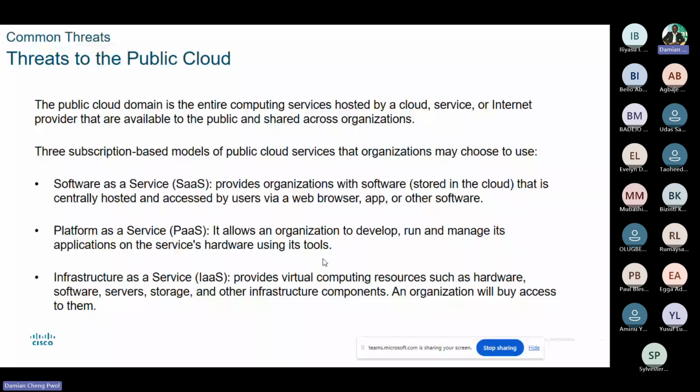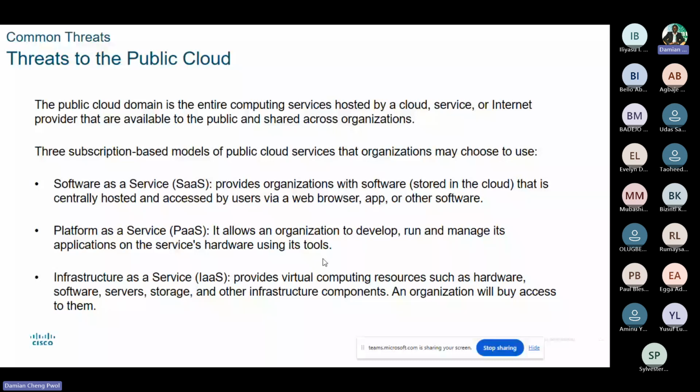Infrastructure as a service provides virtual computing resources such as hardware, software, servers, storage, and other infrastructure components. An organization will buy access to them. So meaning that there's what they call a virtual private server. A virtual private server is an infrastructure as a service. You are being provided with a virtual server.